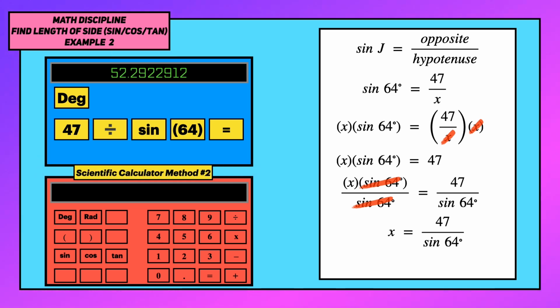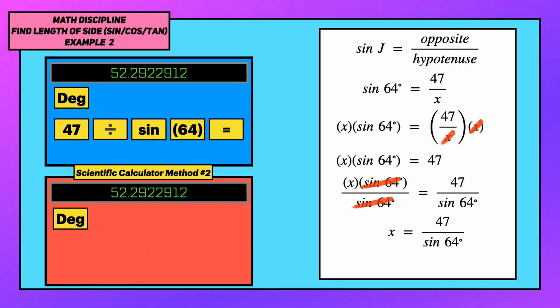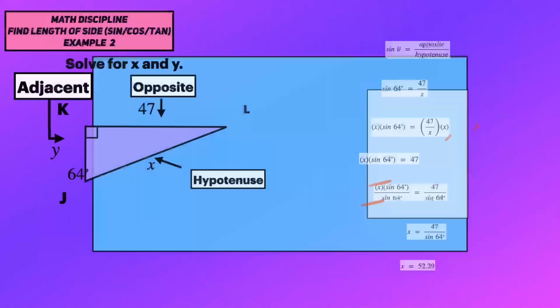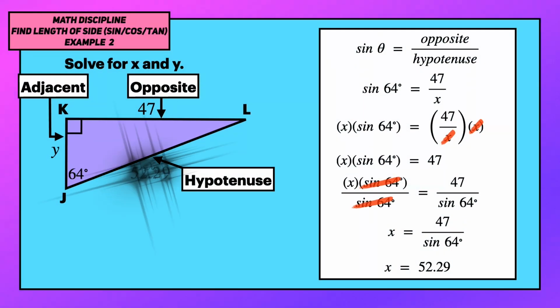Method number 2. Again, this is the method to use if you are using the scientific calculator on your iPhone. In degree mode, enter 47 divided by 64 sine equals. Rounding our answer to the nearest hundredth, x is approximately 52.29. So the length of the hypotenuse is approximately 52.29.